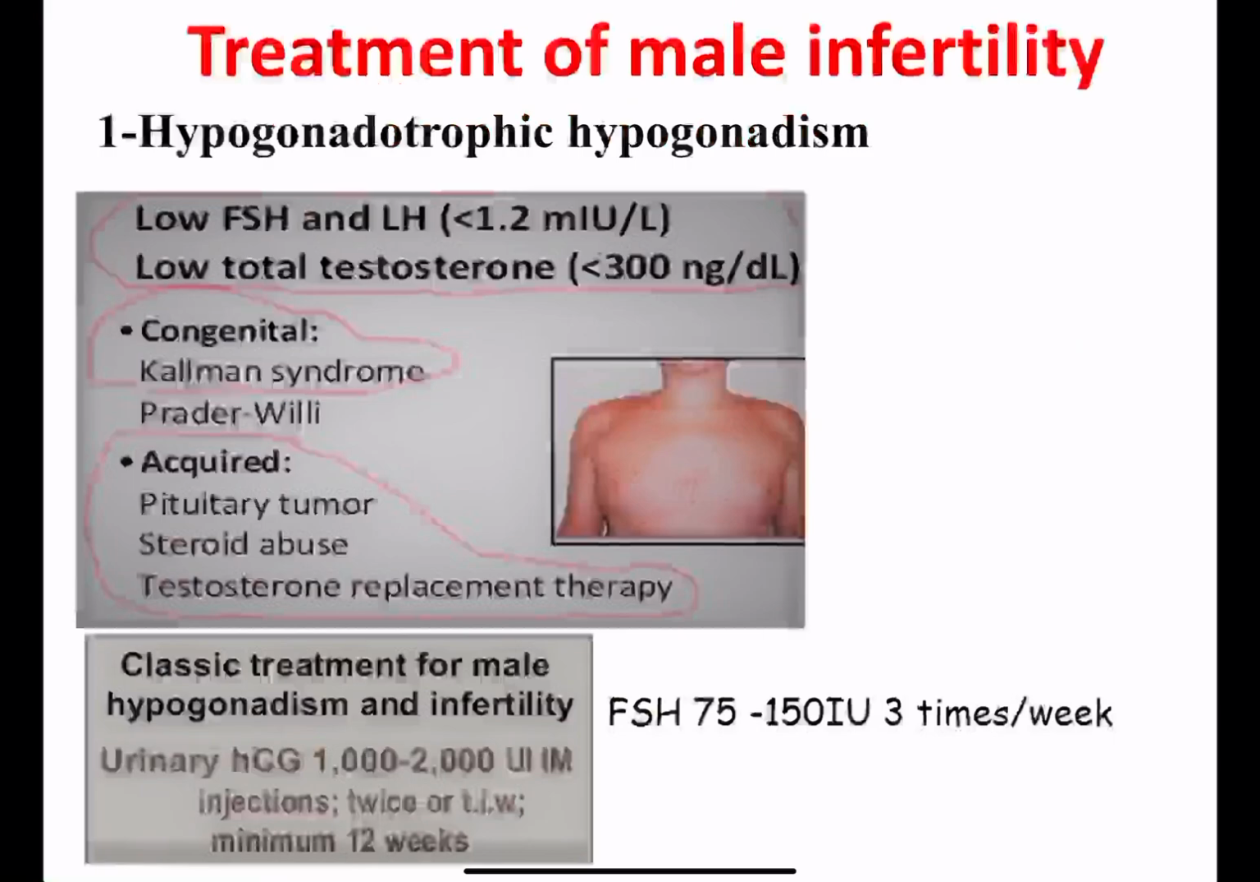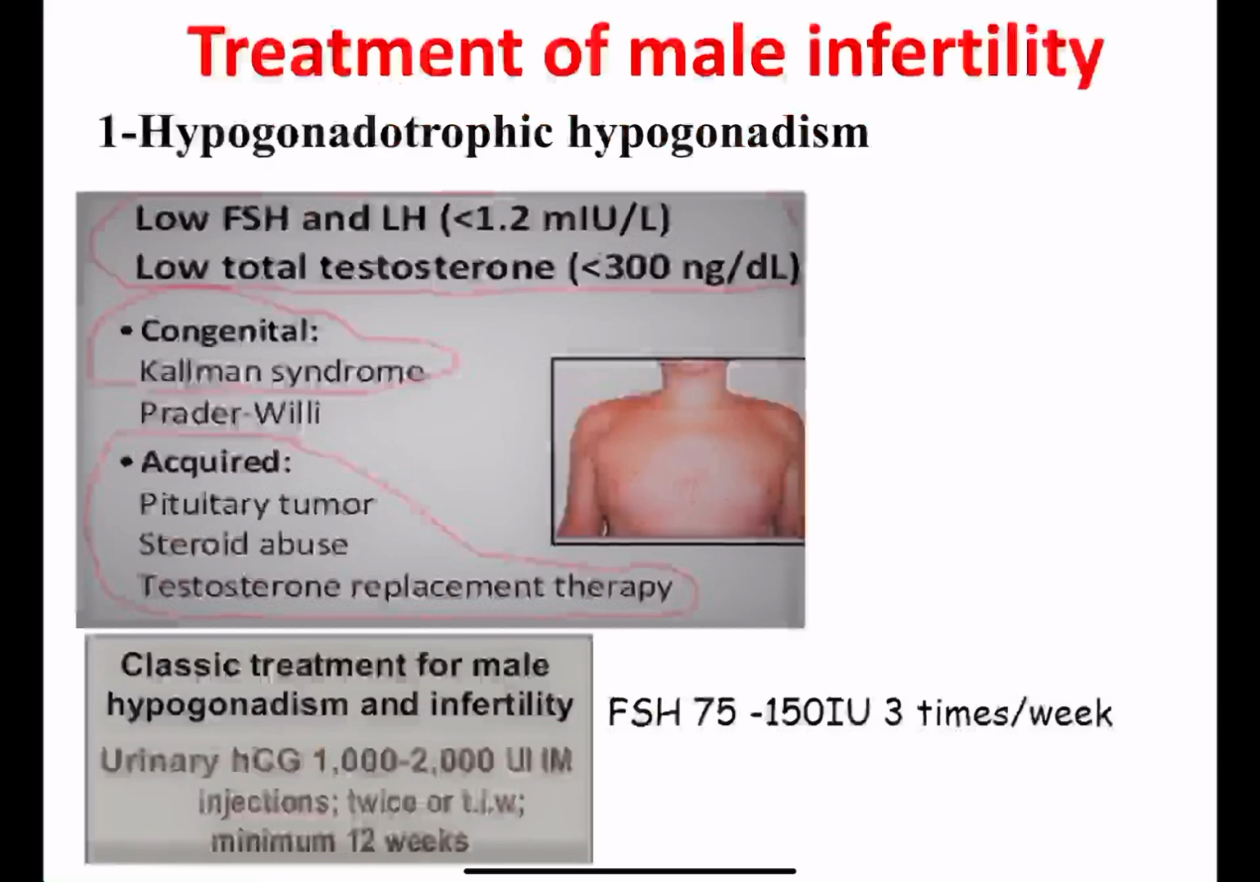The classic treatment for male infertility with hypogonadotropic hypogonadism is urinary HCG, Pregnyl 1000 to 2000 intramuscularly twice or 3 times per week. In addition, we use purified FSH like Gonal-F 75 to 150 international units 3 times per week. The treatment of this patient should continue for 3 months because the process of spermatogenesis takes about 2.5 months. After that, we do semen analysis and see the response to the treatment. This is the only specific treatment.